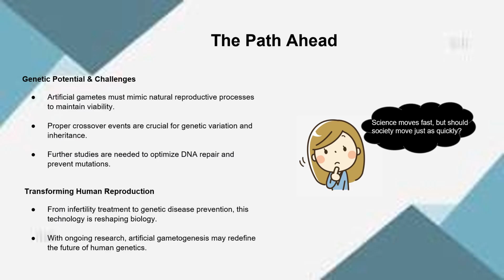The path ahead. As we look to the future, challenges still lie ahead. Artificial gametes must replicate the complexity of natural reproduction. This includes undergoing proper recombination and DNA repair. Further research is needed to prevent genetic errors and ensure long-term safety. But the vision is clear. Artificial gametogenesis could reshape biology, giving new hope to families and advancing genetic technologies like never before.